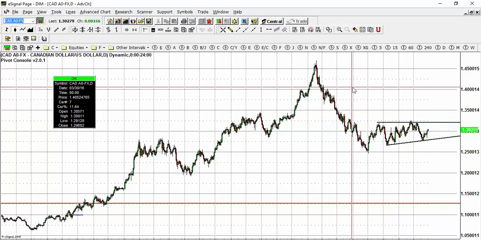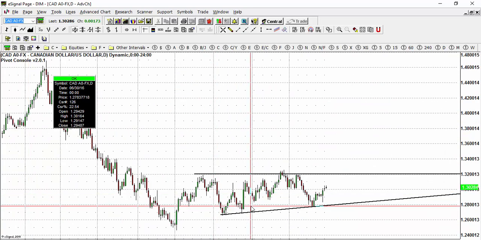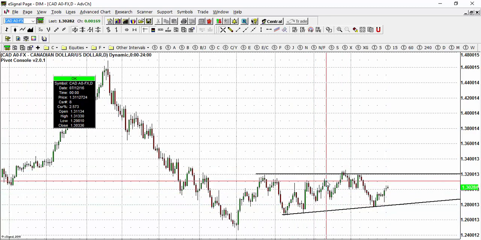And there. Canadian dollar, you could say, is in a triangular consolidation pattern. And we're looking to see which direction this market will break.